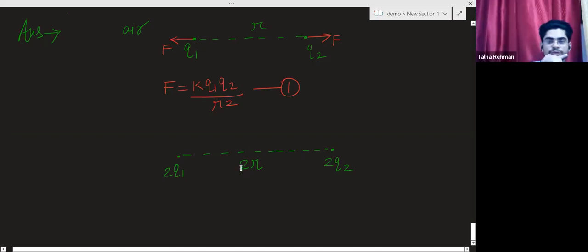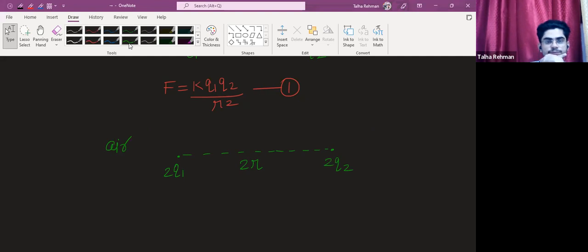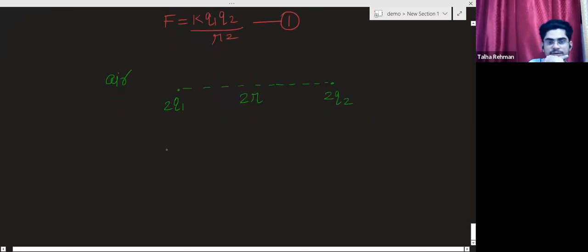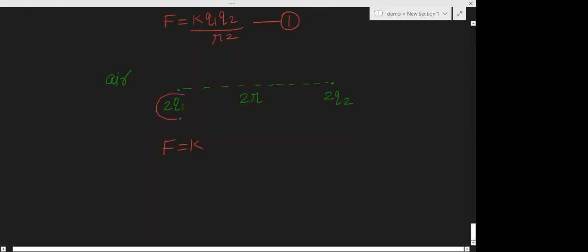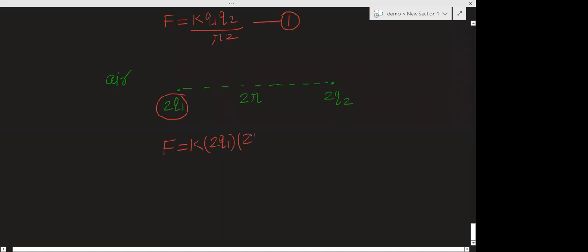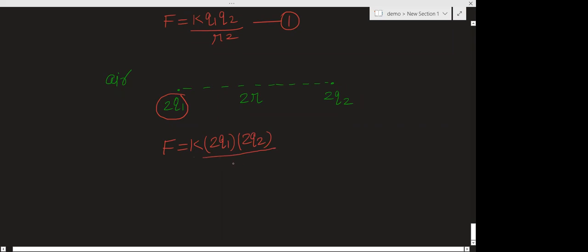Now we know that they are again placed in air. We know how to calculate this force. What will be the expression of F? It will be F is equal to K Q1 Q2 divided by R square.